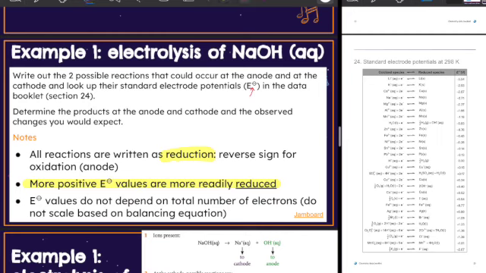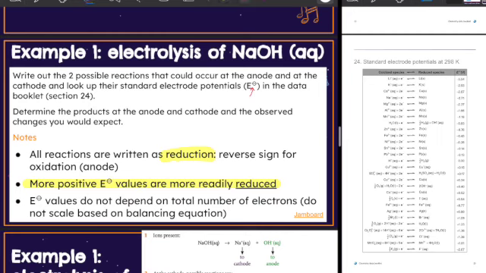And here's where I think I misspoke in class, and I'm sorry to have caused confusion. You use the more positive electrode potentials that they give you in the data booklet. So the more positive I am, the more likely I am to be reduced. Of course, that means the more negative I am, the more likely I am to be oxidized.